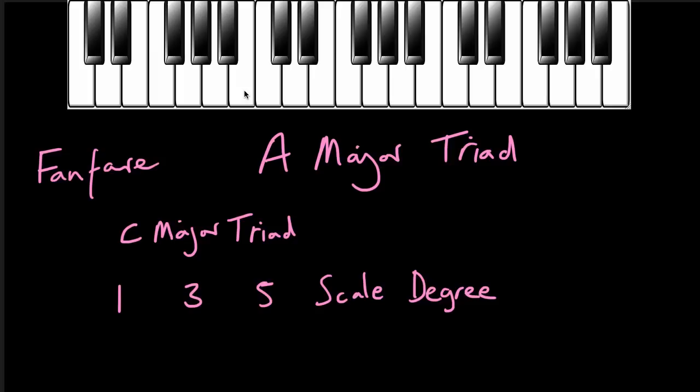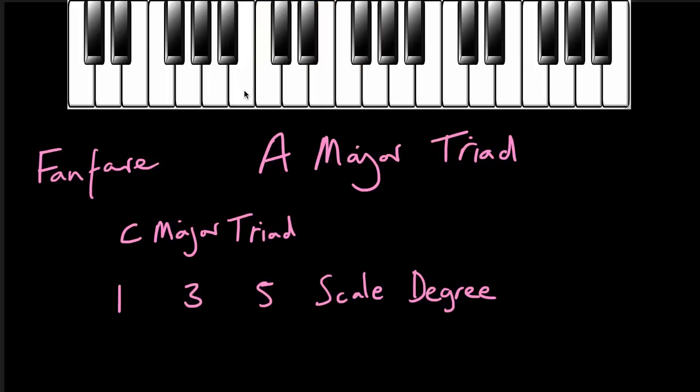So we're in C major. What is the 1st degree of the C major scale? Well, that is a C. And we're going to add to that the 3rd scale degree, which is an E. And to finish it off, we're going to add the 5th scale degree, which is a G. And that gives us our C major triad.